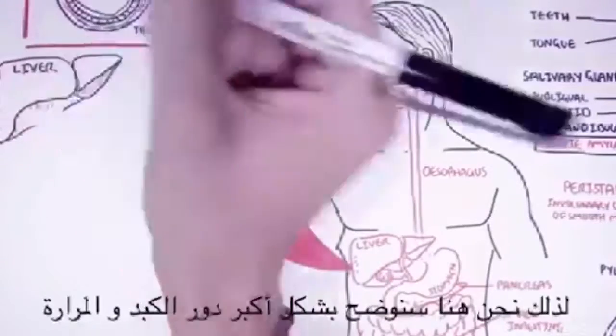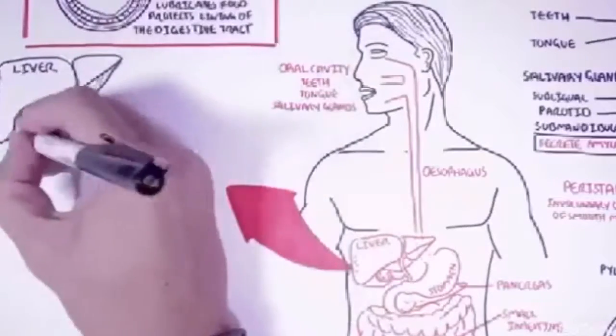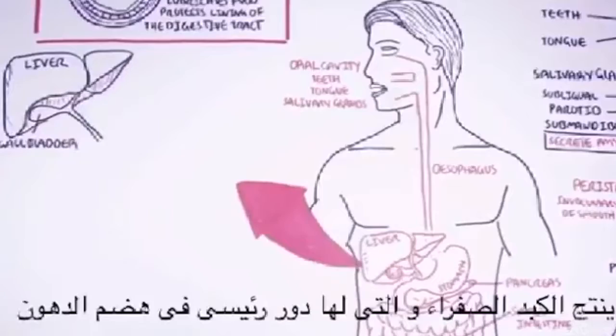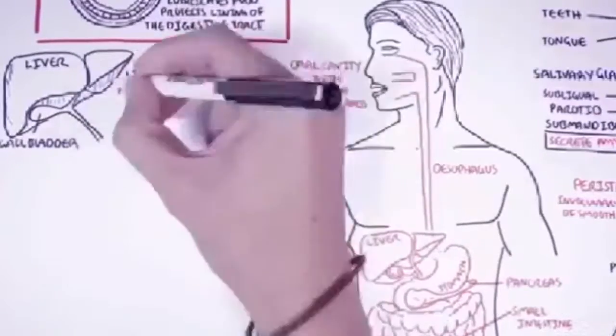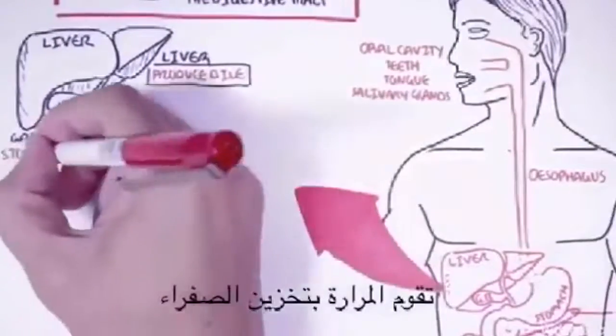So here we are zooming into the liver and the gallbladder. The liver produces bile, which has a critical role in lipid digestion. The gallbladder stores the bile.